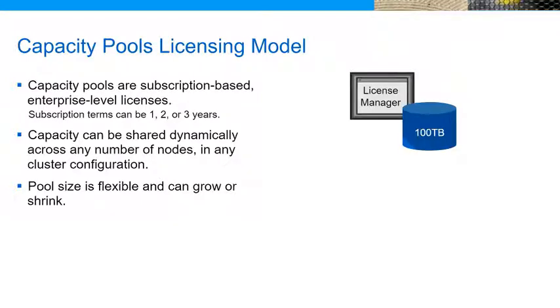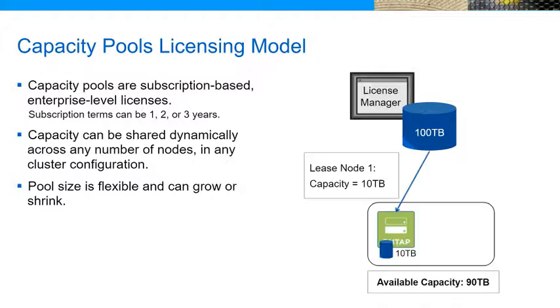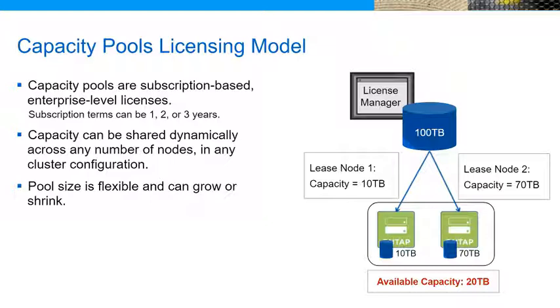In this example, a pool license has 100 terabytes that can be allocated to ONTAP Select nodes. The first node leases 10 terabytes. The available capacity is 90 terabytes. The second node leases 70 terabytes. The available capacity is now 20 terabytes.